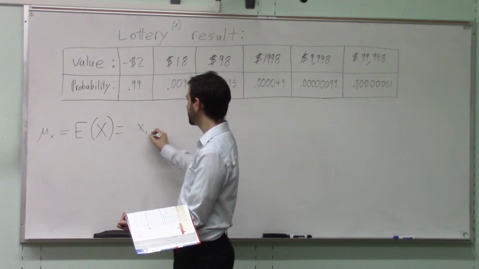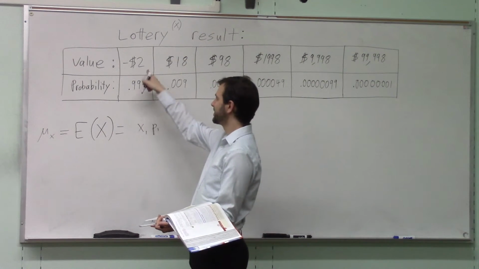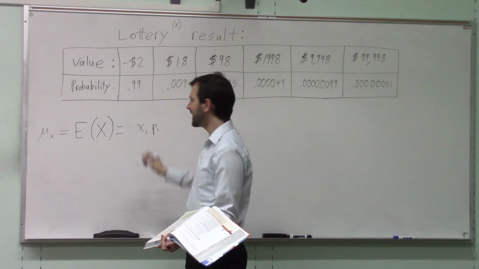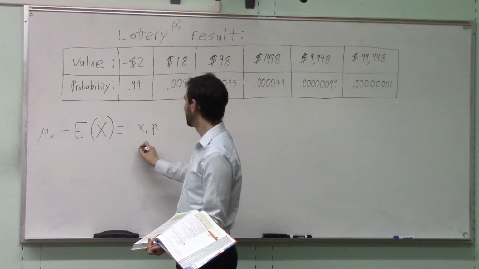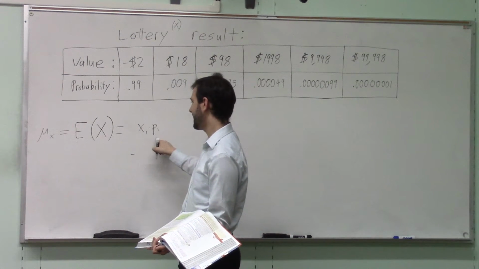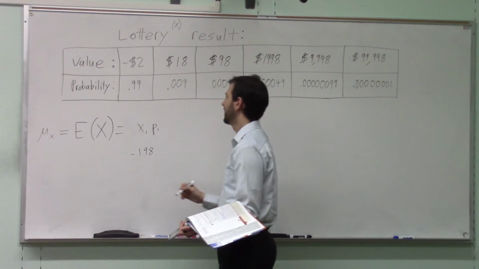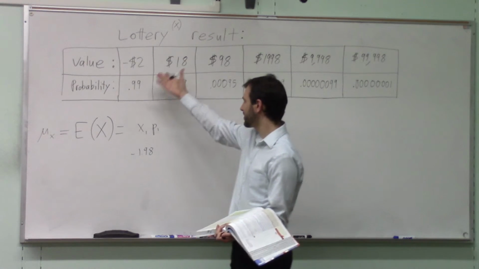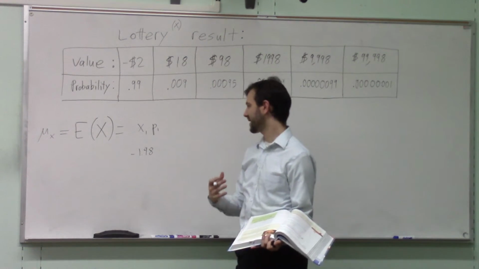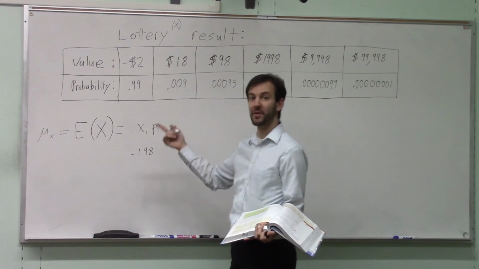the first result times the probability that it would happen. So if you have a 99% chance of losing $2, that would mean 99% of $2, a loss of -2 times 0.99, negative 1.98. So if you lose $2 99% of the time, that means that you're basically losing, in the very long run, $1.98 per game from that.